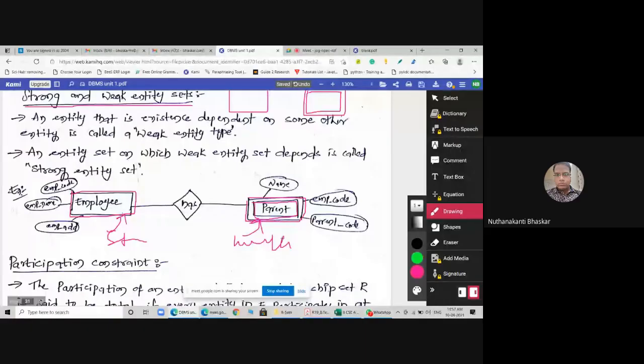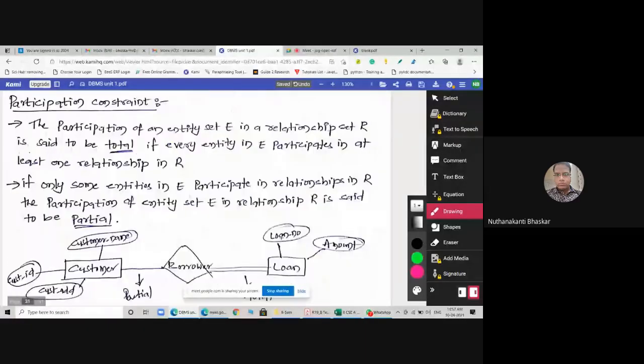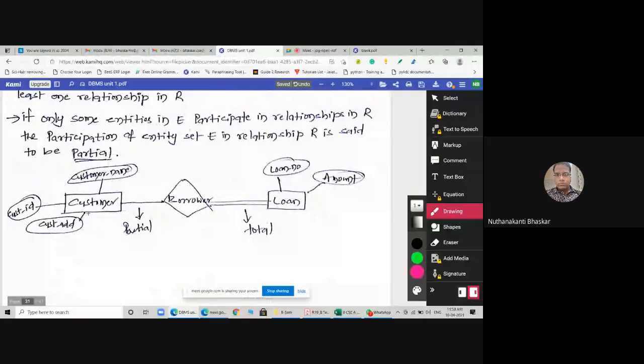I will give one more example also. Your customer borrows loan. Here, if you observe, customer borrows loan. Here, customers are individual. Why? Because all the customers are not going to borrow, right? Customer is not depending on loan. Yes or no?